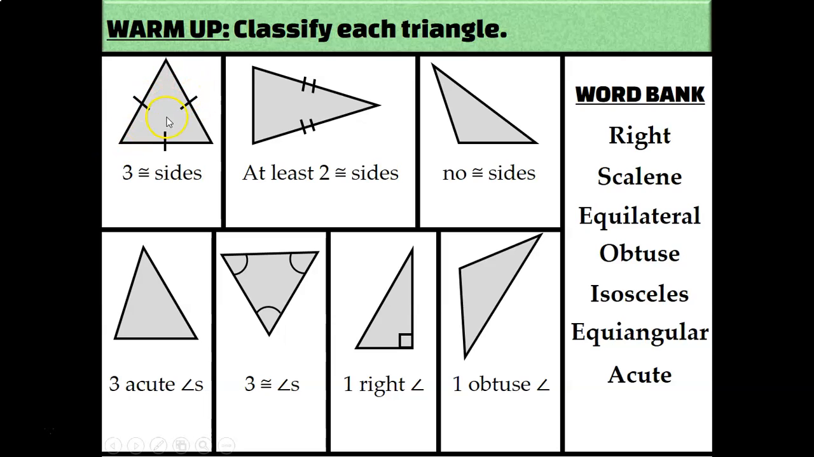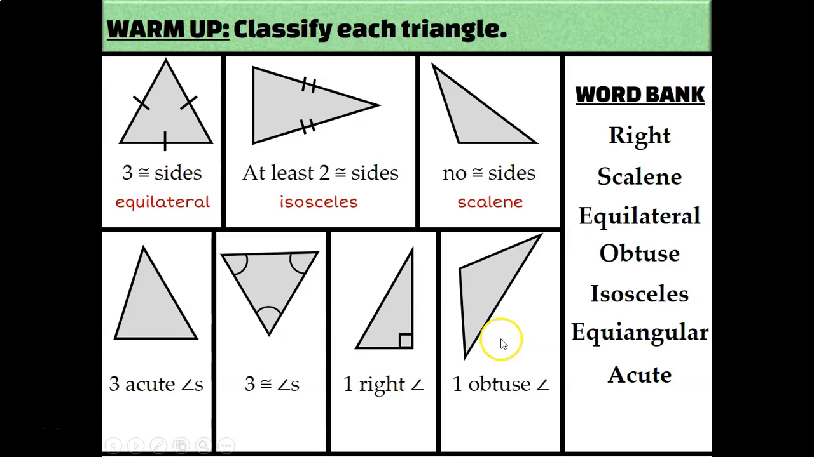If a triangle has 3 congruent sides, we call it equilateral. Equa, of course, means equal, and lat actually means side, so it's equal sides. 2 congruent sides is isosceles, and no congruent sides is scalene.